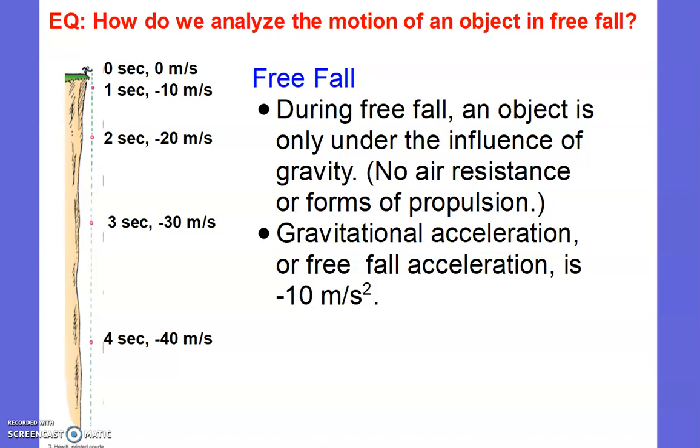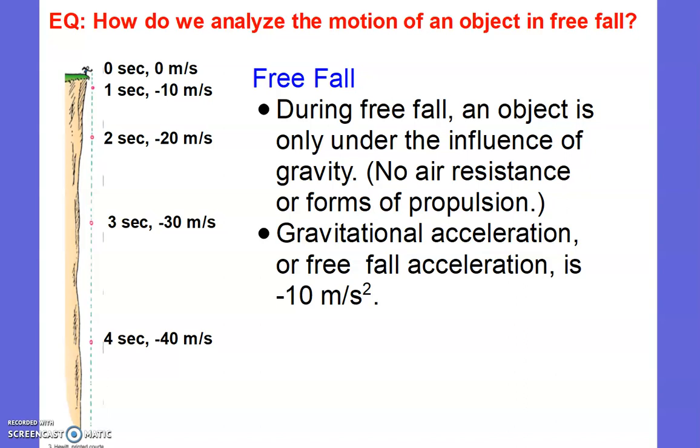In this video, we're looking at how we analyze the motion of an object in free fall. We want to start by defining what free fall is. During free fall, an object is only under the influence of gravity. In other words, there are no other forces acting on the object. That means there's no or minimal air resistance or any other forms of propulsion.